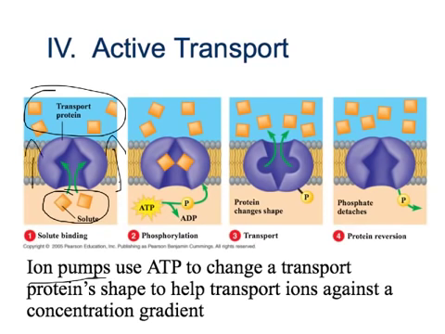So this looks a lot like carrier proteins, but it has one big difference. So the ions will bind to my protein, but that binding does not cause the protein to change shape. Instead, ATP, our energy molecule, will drop off a phosphate group, because ATP, that P stands for phosphate. So it drops off that phosphate group. And when that phosphate group binds, then the protein changes shape and lets the molecule go across.